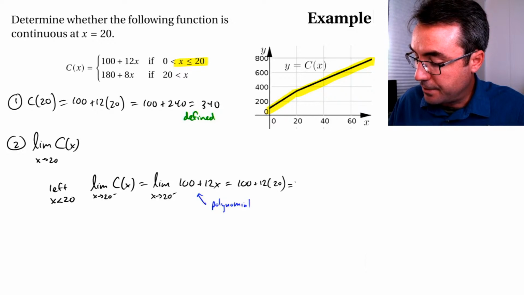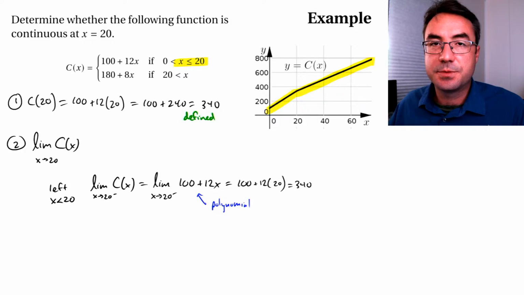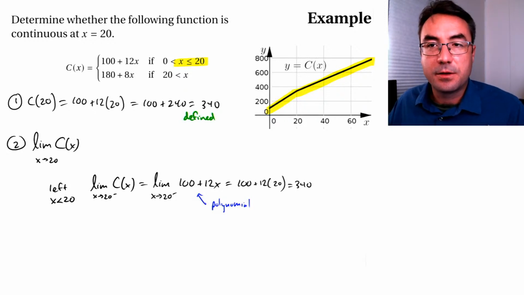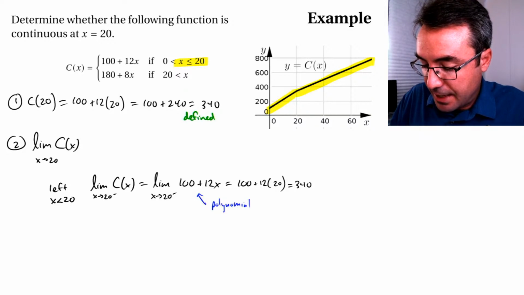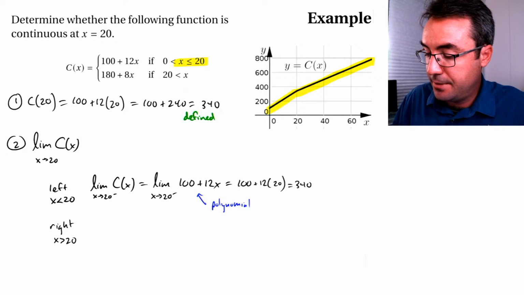And so we get 340 if we do the arithmetic. So polynomials we can just plug into. So that's one side of our limit. Now we need to check the right side. So we're going to use x greater than 20.